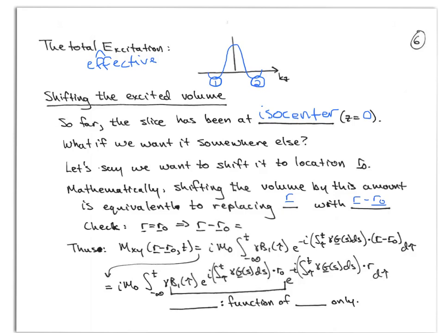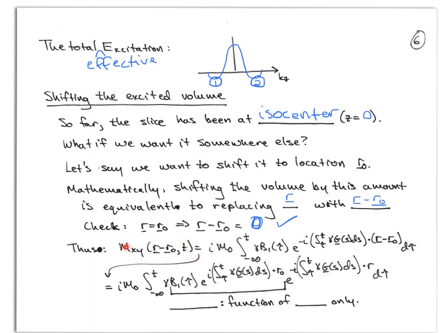So as a sanity check, let's say that you have the center of your slice at 0 in the original unshifted excitation, and then let's say we shift it, and then we evaluate the excitation at R equals R0, then this argument, R minus R0, in the pattern, is going to be equal to 0, right? So then, you know, check. We know that replacing R with R minus R0 will shift the volume, right? Okay. So that's what we do here.